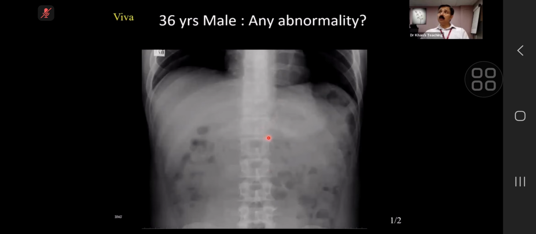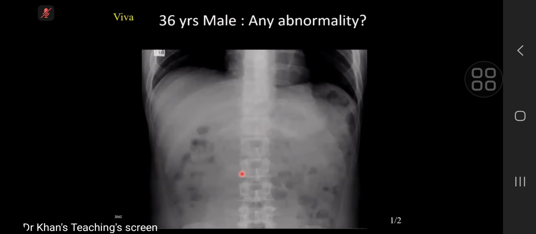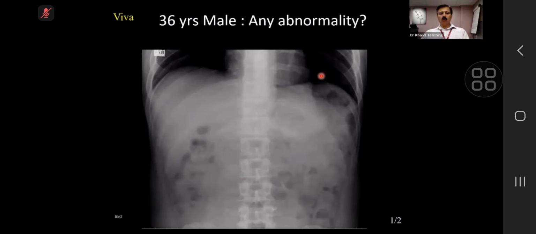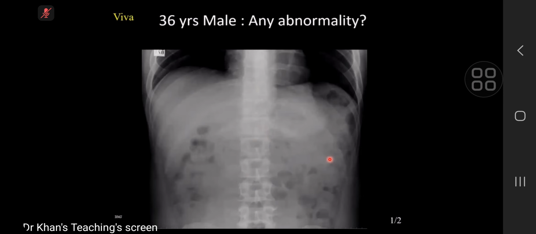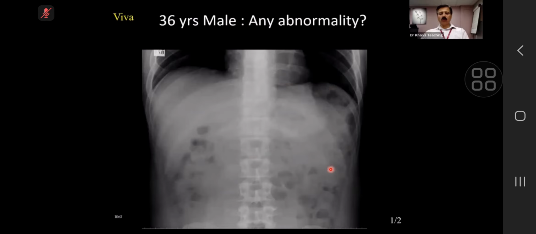Okay, candidate 4. Anything abnormal here? Okay, that's the erect abdomen, in which I can see there is continuous diaphragm sign. No, don't worry about this. Okay, so anything in this? There is a soft tissue mass I can see in the epigastric region. Okay, you look carefully. Of course, maybe the projection is not very clear.